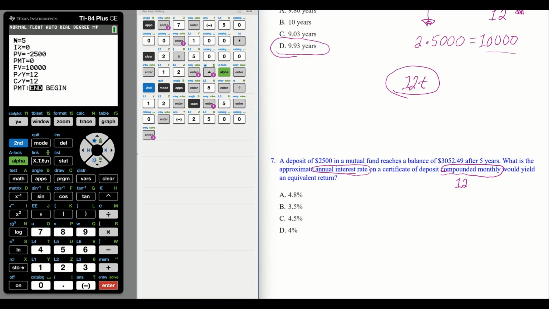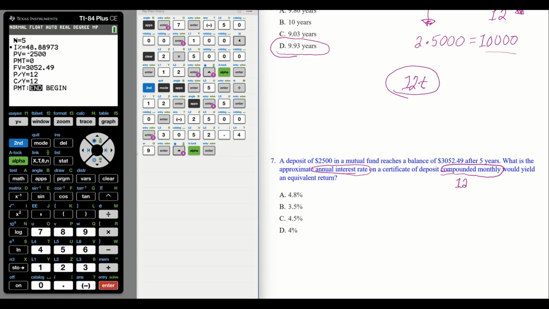Remember that PMT is 0 because there's no discussion of payments during the years. Okay. Now, future value, let's put that in. 3,052.49. There we go. And enter, we can leave our 12 in, and we can leave our end highlighted because it says after the 5 years. Now we need to go up and deal with our interest. Okay. Push alpha, enter.